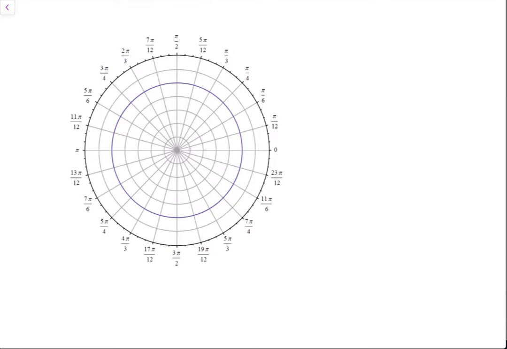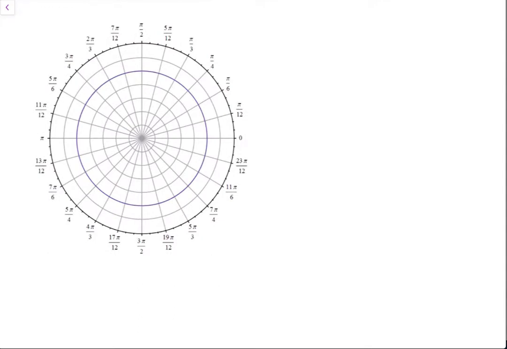Now, some pages that you find online when you do a search don't have those angle measures labeled for you on the outside of that circle. There's just a whole bunch of concentric circles with radial lines. First, let's just get a little bit of practice plotting points and refamiliarizing ourselves with this topic of graphing in the polar plane. So let's just plot a couple points here.